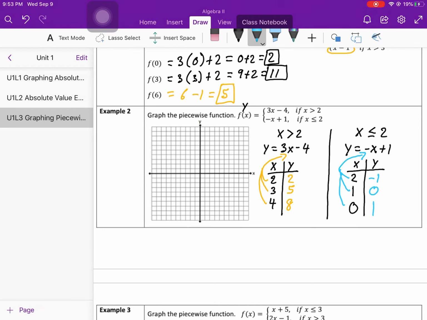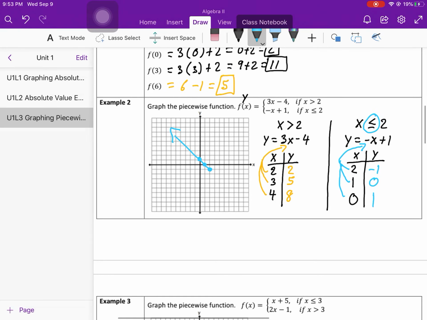Now, when I plot these points, notice whenever you have a less than or equal to, we are going to consider that a closed point that we include on the graph. So when I draw this out, I'm going to go over 2 down to negative 1. Negative 1, 0 is right here, and 0, 1 is right here. So I know, and I could just keep going on that pattern there. There is the graph of the right-hand side.